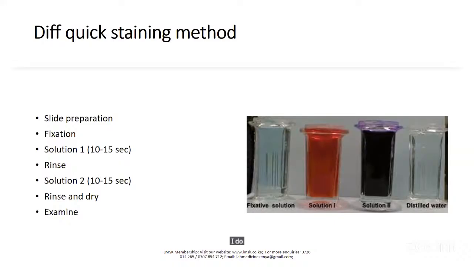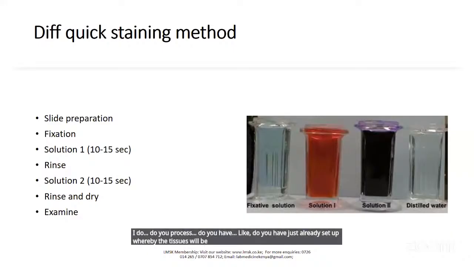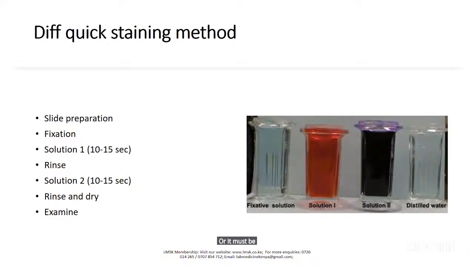Do you have histology set up whereby the tissues will be processed? Or it must be processed first? Yes, that's why I said one of the limitations for frozen sections is the technical limitations, because you're not able to do special stains like Ziehl-Neelsen. I mentioned that. If you process and do your sections, you stain using Ziehl-Neelsen, then you are able to examine.